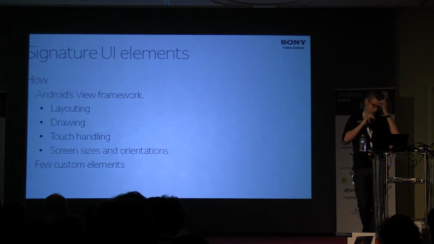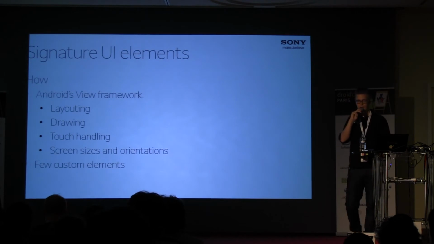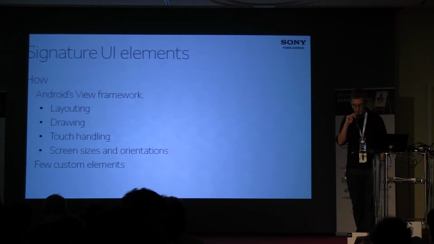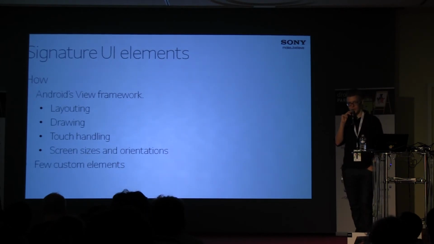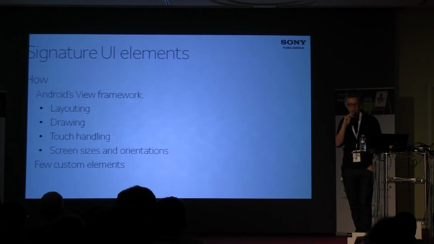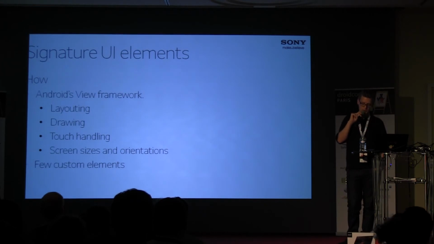Right. So what you want to do when it comes to signature UI elements is to take advantage of the layout framework that is in Android. You don't go reinventing the wheel every time, but you want to reuse the powerful mechanism that's already there. So finding a good way to plug in, extending View or ViewGroup, that's really key in this context. There's a good framework that will do the layouting, the drawing, and all the touch handling for you, and also adapts really well to screen sizes and screen orientations.